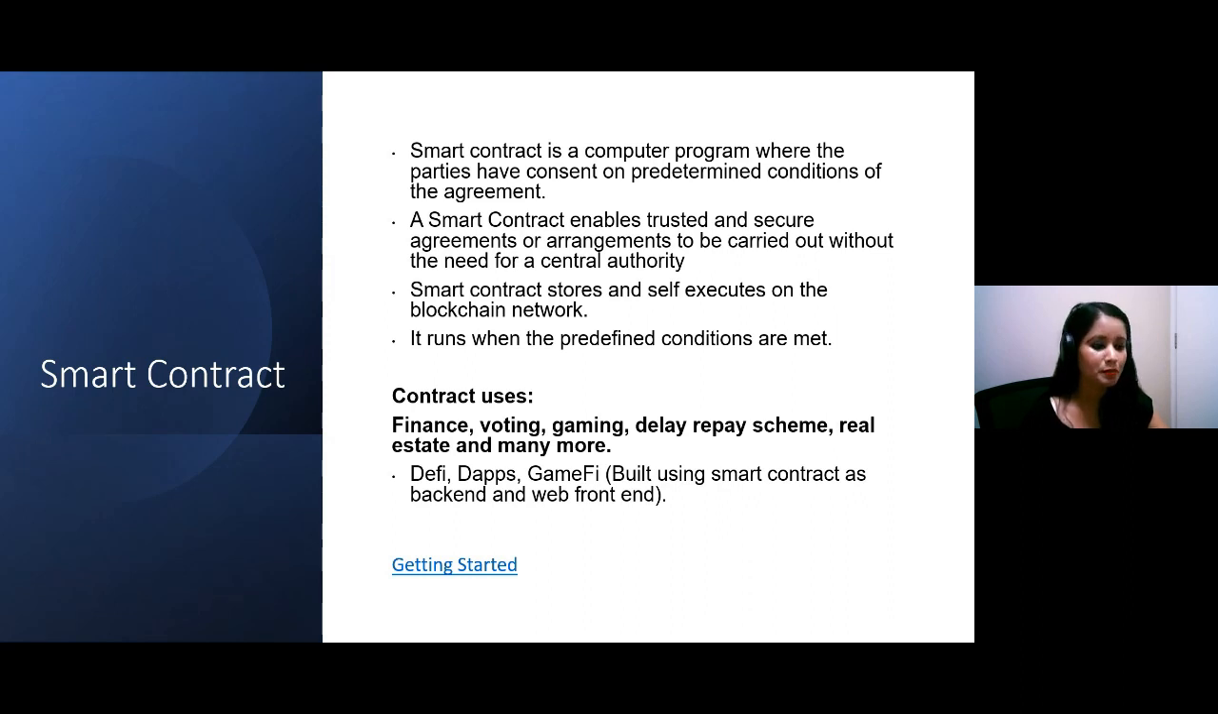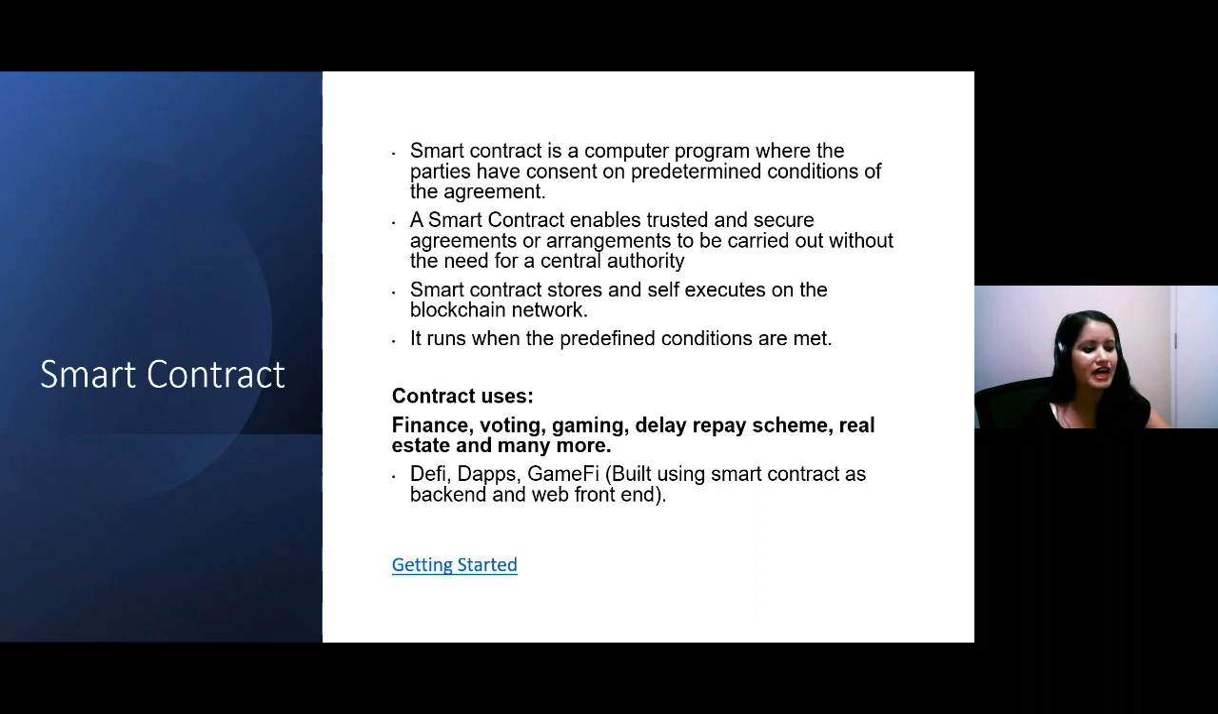The smart contract is a main part of making blockchain-based solutions. It is a program that contains if-else conditions and the agreements. Simply, we can say it's the business logic of a blockchain application. So smart contracts can be used in finance, voting, gaming, real estate, and many more. Wherever you can use blockchain, you can use a smart contract. And the smart contract is the main thing to make a blockchain-based application or a decentralized application, DeFi or GameFi.